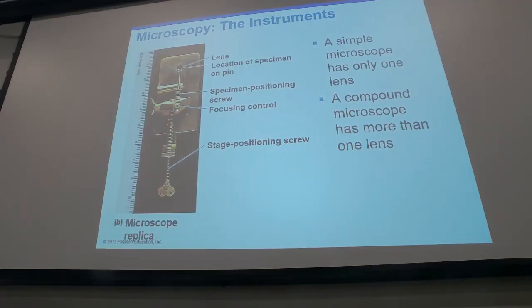Now, in optical microscopy, we have simple microscopes that use one lens, or we have compound microscopes that use 2 lenses. And with the magnification of these 2 lenses, you obtain a higher magnification. So, this microscope replica of Antoine van Leeuwenhoek, how would you classify it? As a simple microscope or as a compound microscope, based on the number of lenses?